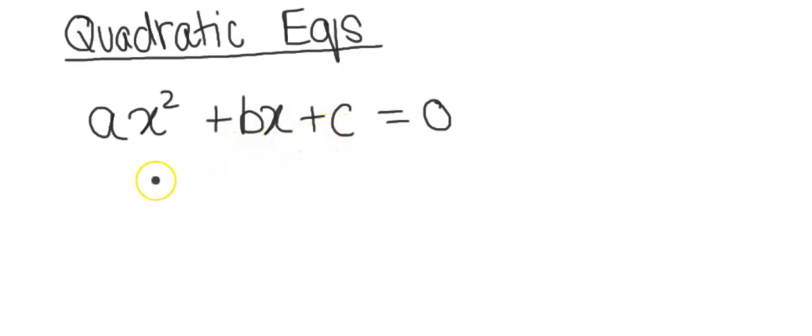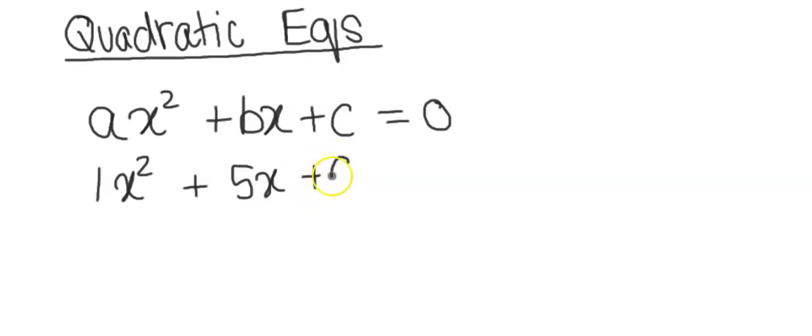So for example, if I write an equation 1x squared plus, let's say, 5x plus 6 equals 0. In this equation, the a is 1, the b is plus 5, and c is plus 6. We take the sign as well.